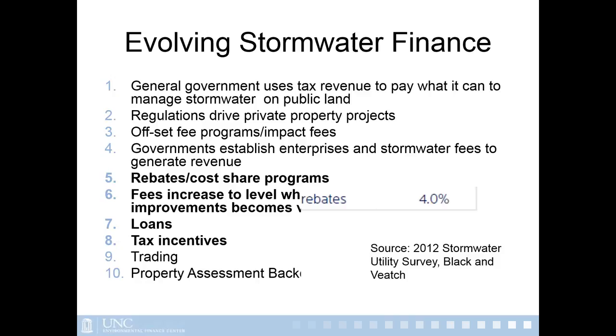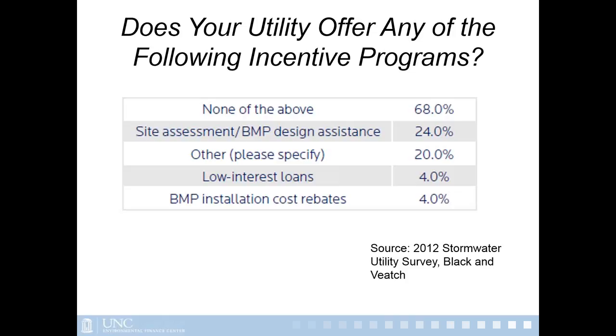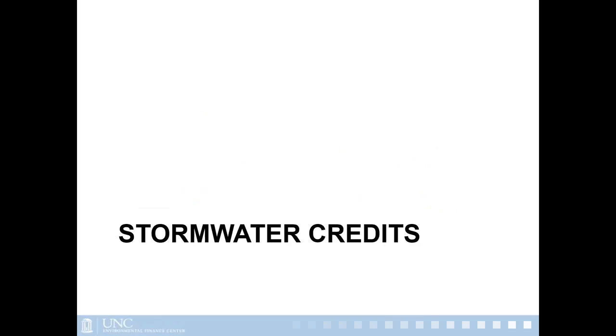And then the next slide is looking at a survey from Black & Veatch that they conducted in 2012. It was done online. We're not sure how many utilities it was sent to, but they received responses from 67 utilities from 19 different states. When we think of 1,400 utilities across the country, we know that this is sort of a small sample size, but the results are interesting to look at. And the question was, does your utility offer any of the following incentive programs? So 68% of the respondents said no, none of the options below. But some do offer low-interest loans and BMP installation cost rebates and that kind of thing.